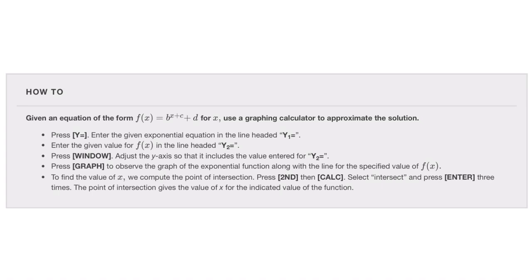Press window and adjust the y-axis so it includes the value entered for y2. Press graph to observe the graph of the exponential function along with the line for the specified value of f of x. To find the value of x, we compute the point of intersection. Press second calculate, select intersect, and press enter 3 times. The point of intersection gives the value of x for the indicated value of the function.